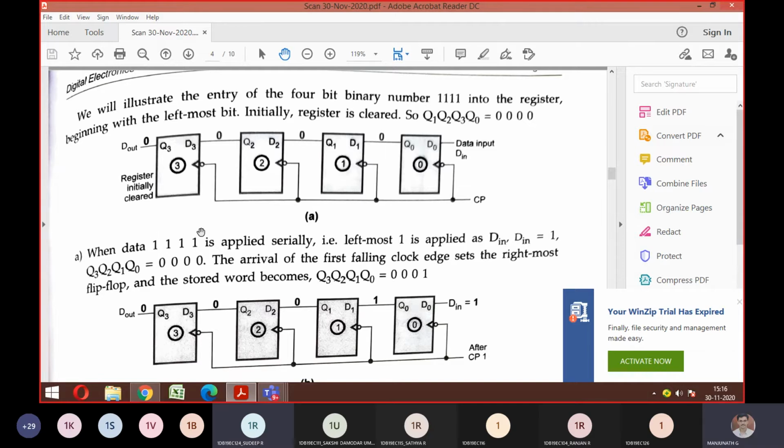Is it this last one or this first one? Which one will you give? Will the MSB come or the LSB come first for the left hand side? MSB, sir. Good, MSB. So this is your D in now. You can look at here. Whatever D in is there, the same D in has occurred here.